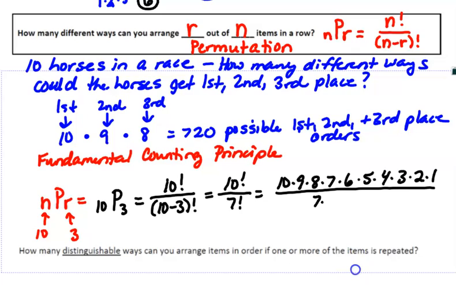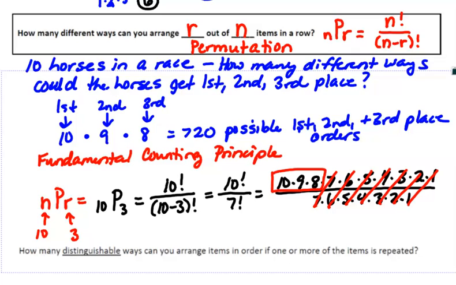So this is 7 times 6 times 5 times 4 times 3 times 2 times 1. Now you'll notice when you divide here, 7 divided by 7, 6 divided by 6, 5 divided by 5, all of these just equal 1. So I can divide out any of the common factors in the numerator and the denominator, and I'm just left with 10 times 9 times 8, which is exactly the same as what I had before. So using the permutation rule is kind of optional. You can always just use the fundamental counting principle.